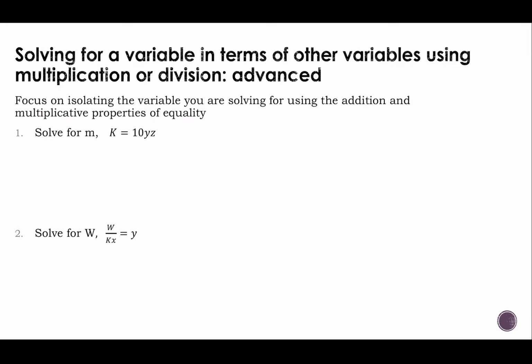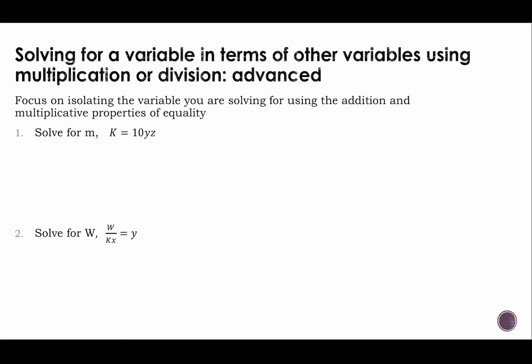This video covers solving for a variable in terms of other variables using multiplication or division. This advanced version just means our equations have a couple more pieces. So what we want to do is focus on isolating the variable you are solving for using the addition and multiplicative properties of equality. Remember, what I do to one side, I have to do to the other. We just want to keep things balanced.